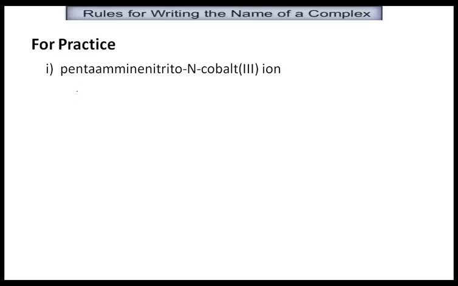I'll start writing this complex with a square bracket. Then what was the first thing that we have to write? First of all, we'll be writing the central atom. So the central atom in this case is cobalt.